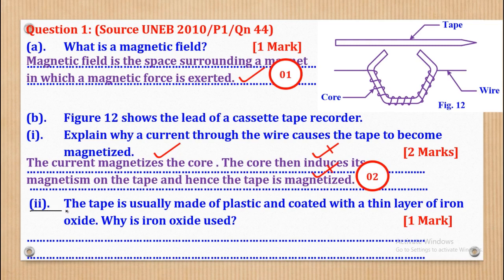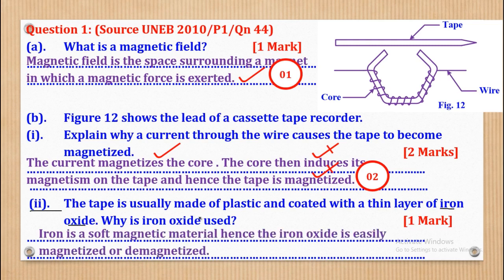Now we shall go to Roman 2. Roman 2 says that the tape is usually made of plastic and coated with a thin layer of iron oxide. Then they ask, why is iron oxide used? So we shall say that iron is a soft magnetic material, and I believe you know that soft magnetic materials are those which are easier to magnetize and easier to demagnetize. So iron oxide is used because it is easily magnetized and easily demagnetized. If you wrote that, it will be your 1 mark.